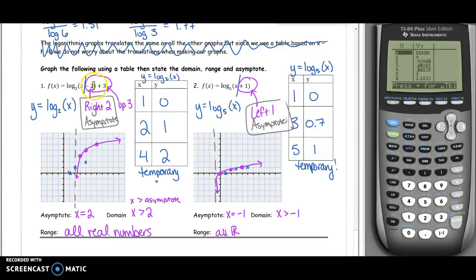I want you to make the connection between how we move the graph side to side and the asymptote and the domain. Do you see how that number in the parentheses is tied to side movement, which moves the asymptote, which changes the domain? Those things are all linked together.